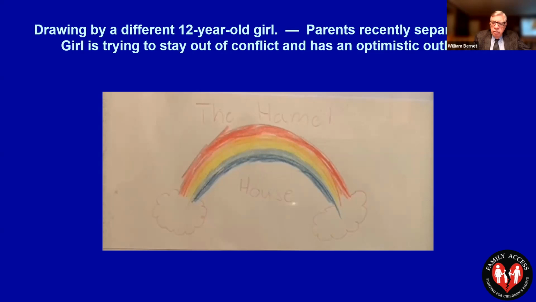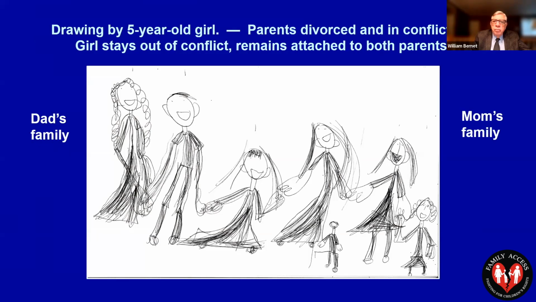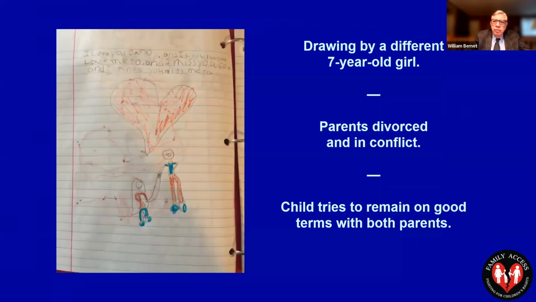In other words, just to review this, here's the girl with the optimistic idea of her family, and here's the girl saying nice things about dad, and here's a little girl in the middle of dad's family. So these all illustrate the child is attempting to maintain a good relationship with both parents. So that's a good thing.